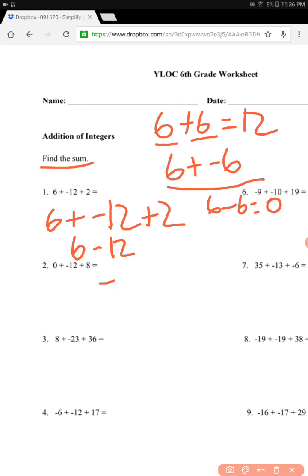And that equals negative 6 plus 2. Negative 6 plus 2 equals negative 4. I'll give you a second to look at that. Alright.